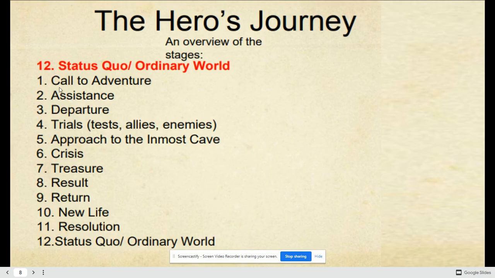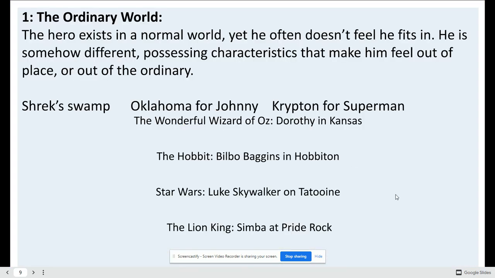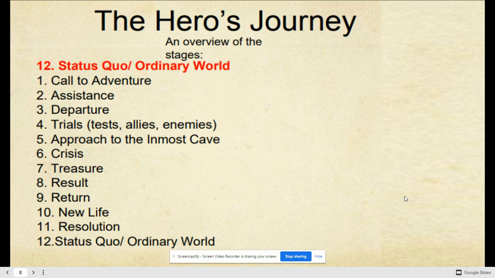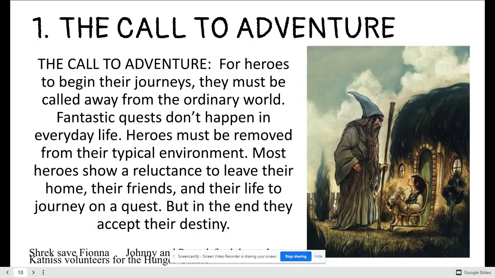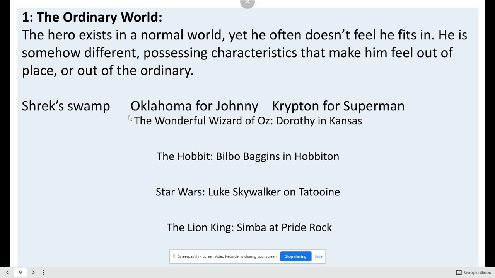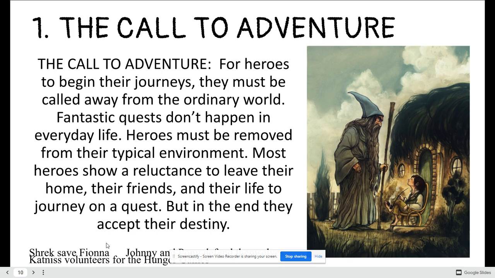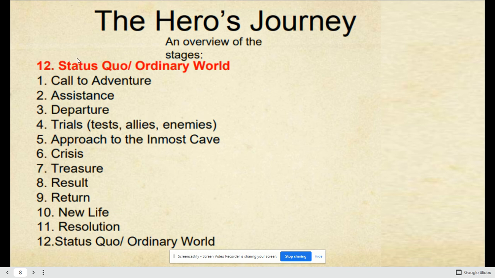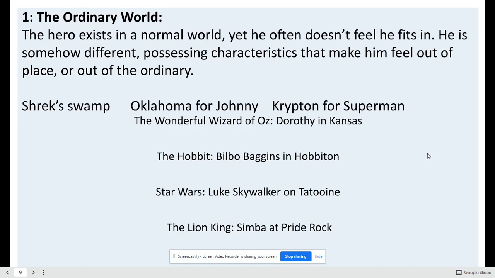So there are 12 stages of a hero's journey, and if you notice, at the end it goes back to the beginning. So it's more like a cycle, like a circle. And we're going to start off with the first one, the ordinary world. I guess this is not the first one, but the hero starts in an ordinary world, and then we'll end up back there at the end. So we're going to start here.